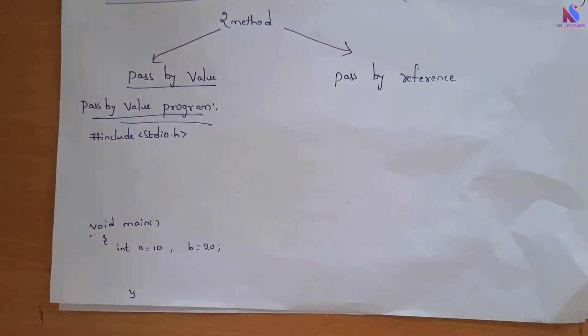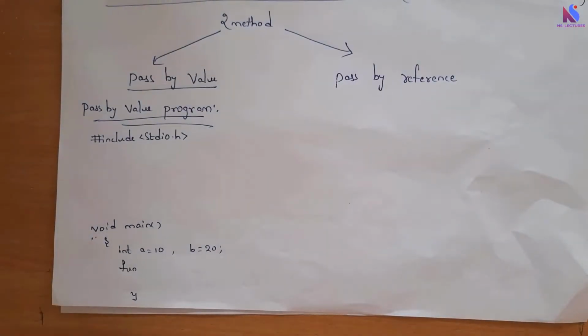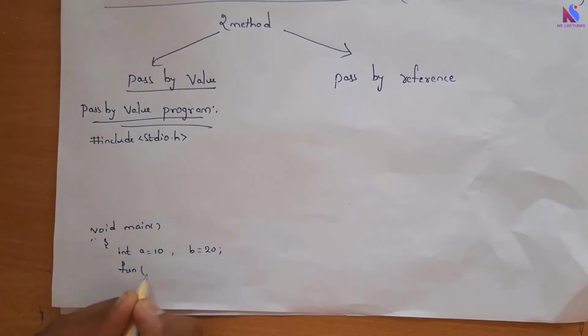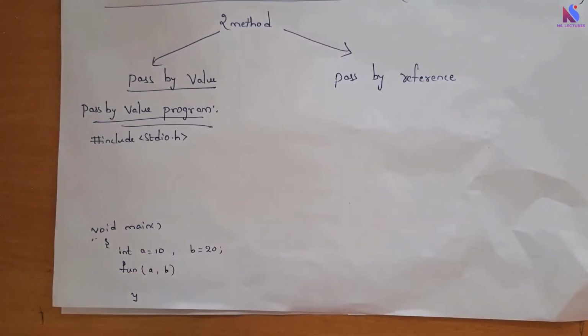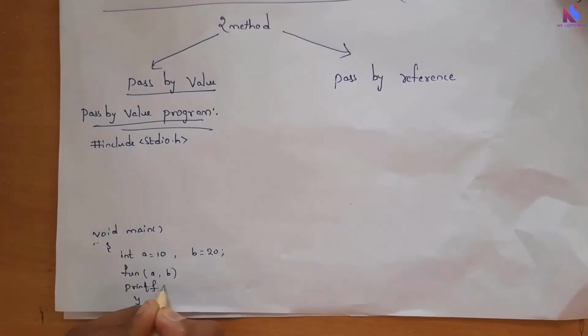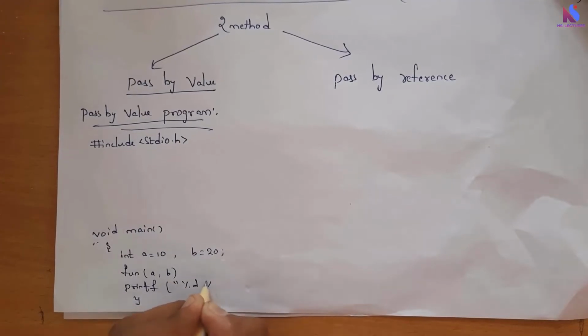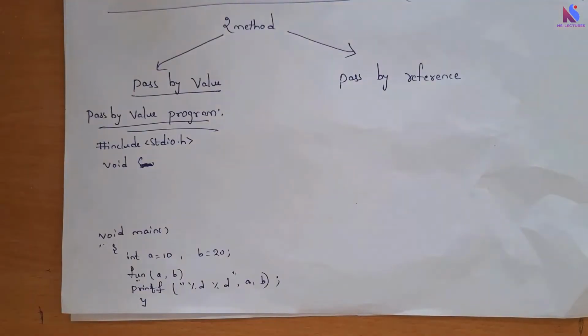Now I am creating one function. Let the function name be fun. You can give any name to your function. I am taking the function name as fun. Inside this I wrote a comma b. Value of a is 10 and value of b is 20. A will store value 10 and b will store value 20. After that I wrote printf, percentage d comma a comma b.